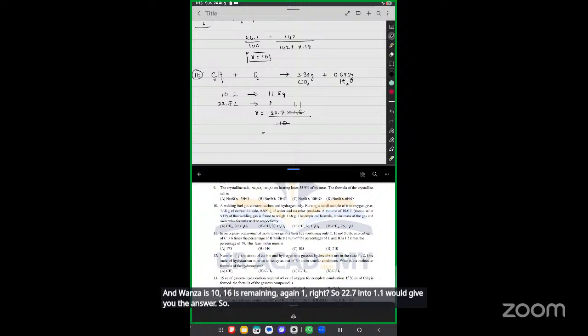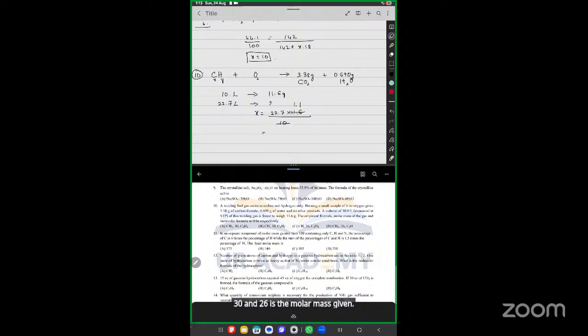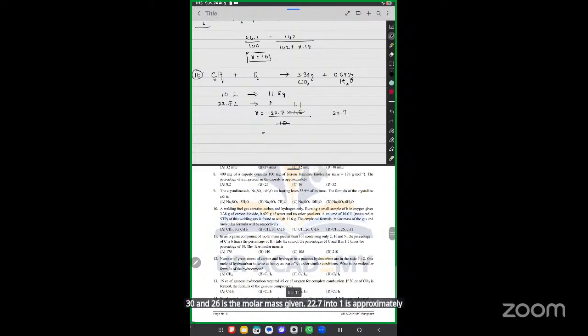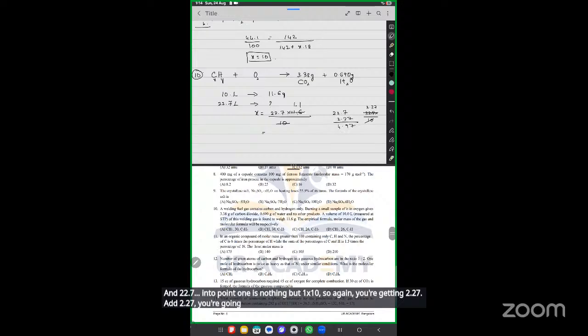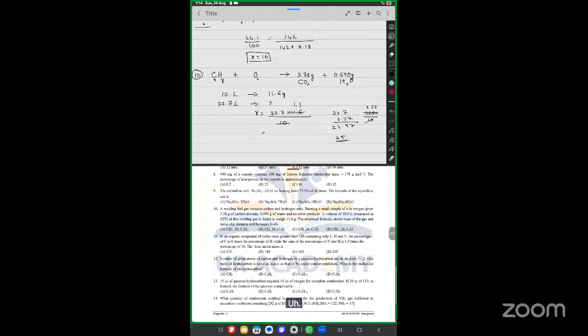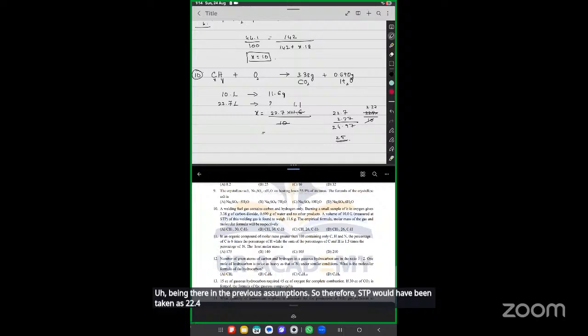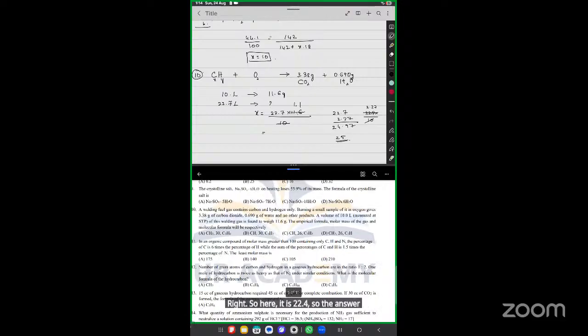So approximately, see, in all the options, you just check the answer. 30 and 26 are the molar masses given. 22.7 into 1 is approximately 22.7, and 22.7 into 0.1 is nothing but 1 by 10, so again you're getting 2.27. Add 2.27, you're going to get 24.9, which is approximately 25. The options are this way because 22.4 would have been taken as the STP volume in the earlier assumptions. According to that, it would match to 26. So here it is 22.4, and the answer we are getting is nearly 26.